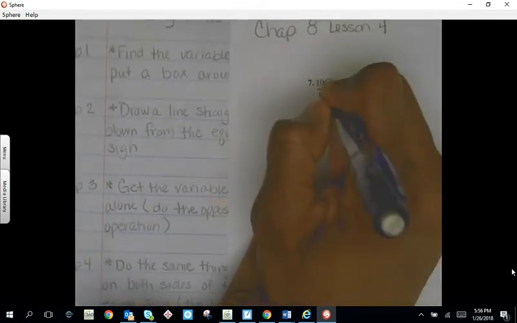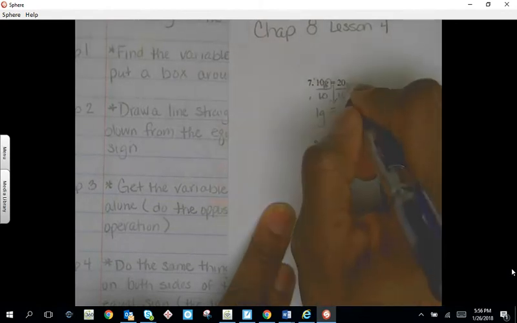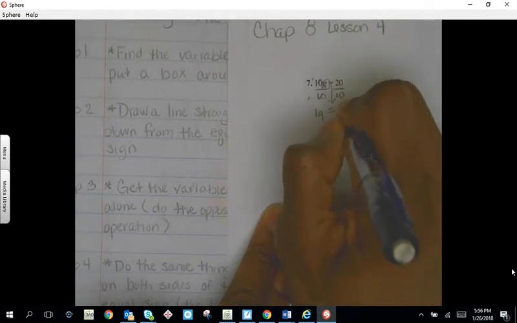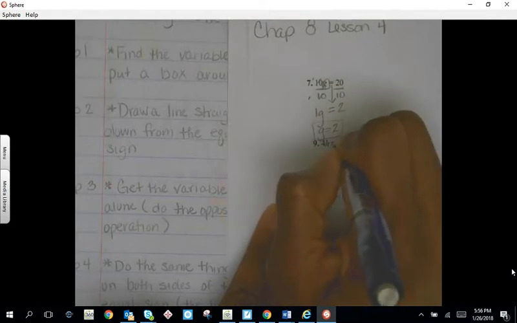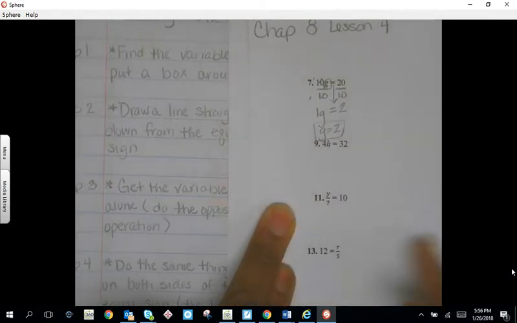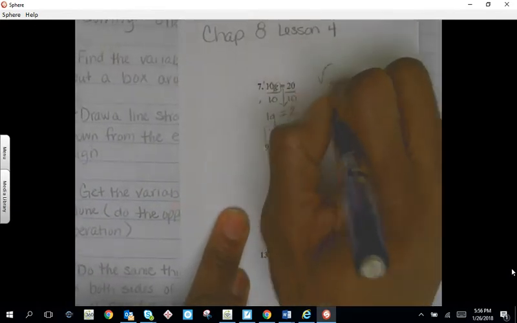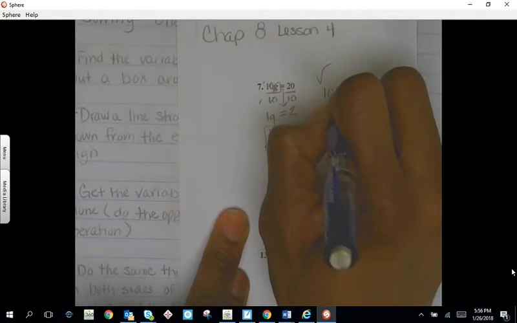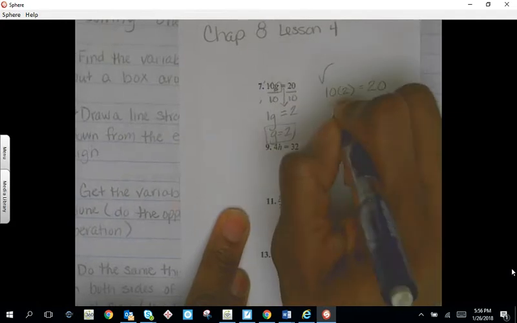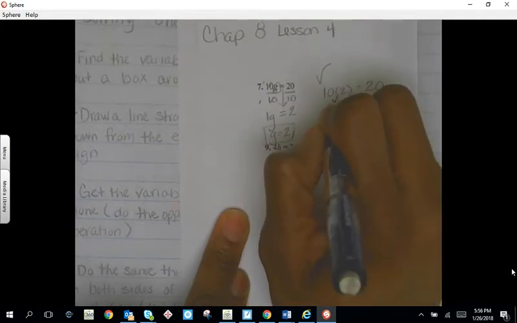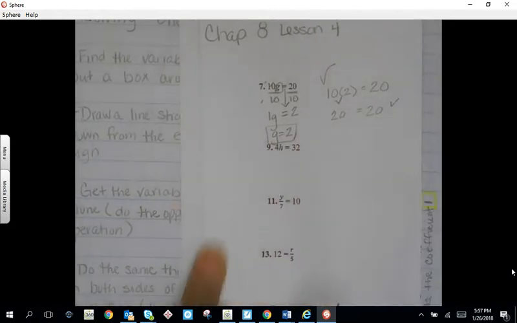So 10 divided by 10 is going to be 1. So I have my 1g here. 20 divided by 10 is 2. So g is equal to 2. Now, I still want to check this. So let me see. If I put the 10 in here and my g is 2, will I have 20 on both sides? Well, 10 times 2 is 20. 20 equals 20, so I know that my answer is right.